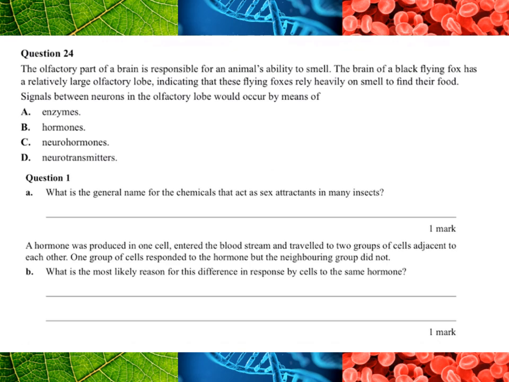Now, a lot of people might see that or scan it and go, we're talking about animals, we're talking about the olfactory lobe. That's probably to do with pheromones, because we talked about how pheromones are received usually in the olfactory lobe. That's not even an option here, because what the question's actually asking is signals between neurons in the olfactory lobe would occur by what? So this is a great example of a question where you probably don't need any of that information. All it's asking is what are the types of signals between neurons? So they would be neurotransmitters.